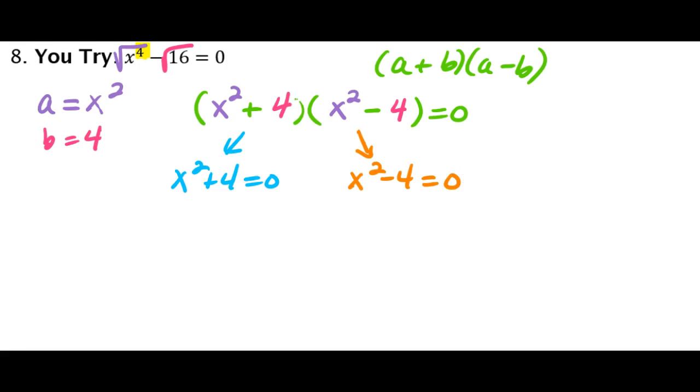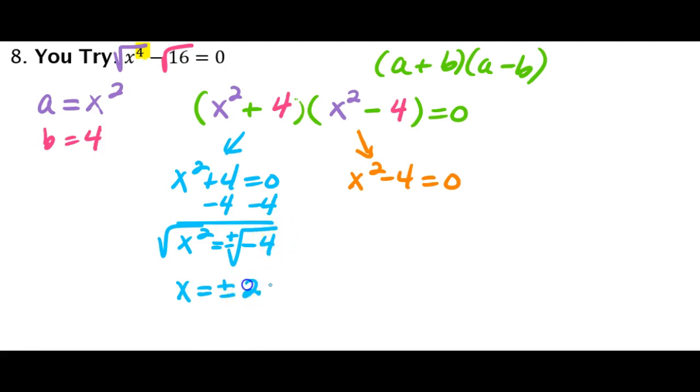Now the blue one, I can either use the quadratic formula or I can use square roots, which I think is faster, so I'm going to do it that way. I'm going to get x squared by itself. So I would have x squared equals negative 4. And now I'm going to take the square root of both sides, making sure I don't forget my plus or minus. So I would have x equals plus or minus the square root of 4, which is 2, and then the negative underneath turns into this i. So this is half of my solution.